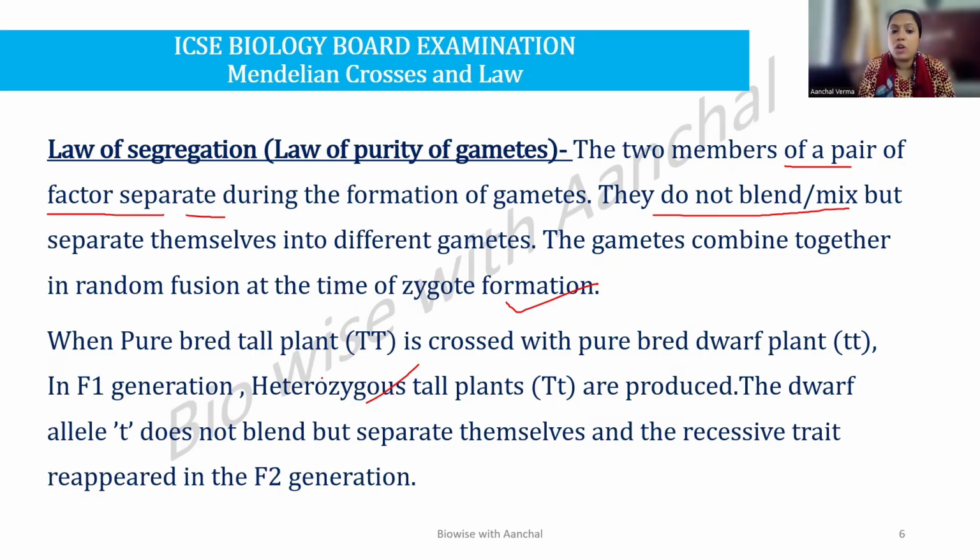So when a pure tall plant is crossed with the purebred dwarf plant, in F1 generation, heterozygous plants are produced. The dwarf allele, that is small t, does not blend but separates itself, and the recessive trait reappeared in the F2 generation. This explains the law of segregation.